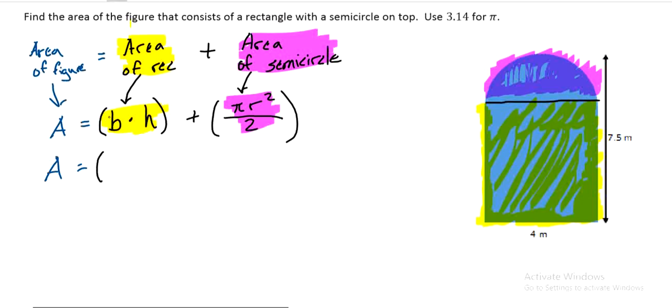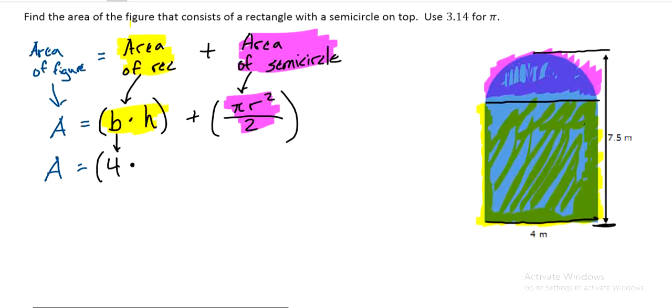We'll move down. Let's think about the base. The base of the rectangle, they give us right there. Base of rectangle is 4 multiplied by the height of the rectangle. Now the height of the rectangle is a little tricky. They give us the height of the entire figure. They say all the way from up here to down here is 7.5 meters. They don't tell us how far it is just from the bottom to where it turns into a semicircle. So we have to do a little bit of thinking.